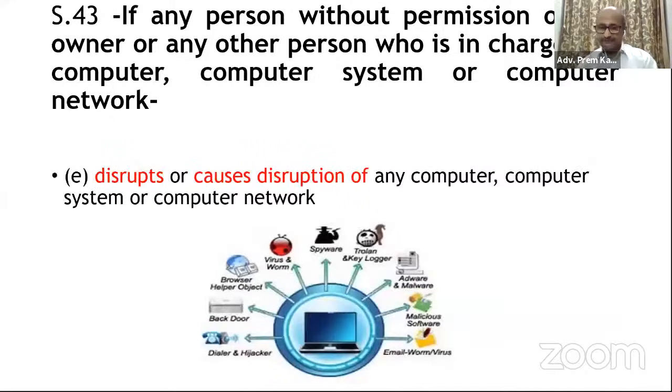43E, it says whoever disrupts or causes disruption of any computer system, computer network, data, computer database, or any other program residing. When we leave that, damages or causes to be damaged, disrupts or causes disruption of any computer system or computer network. Now, disruption. What could we understand by disrupting or disruption?